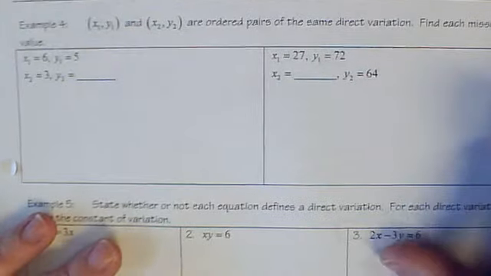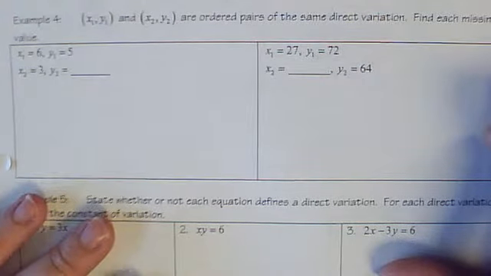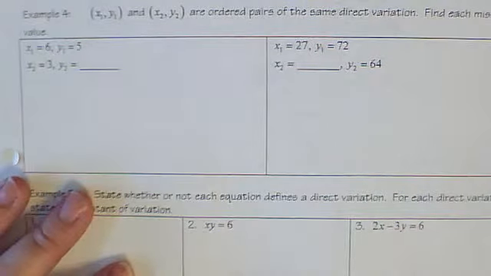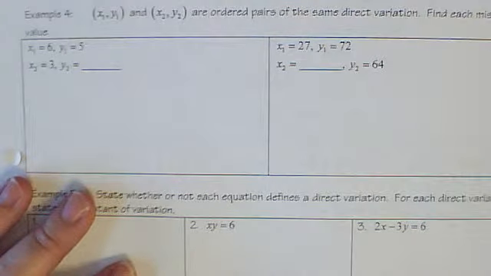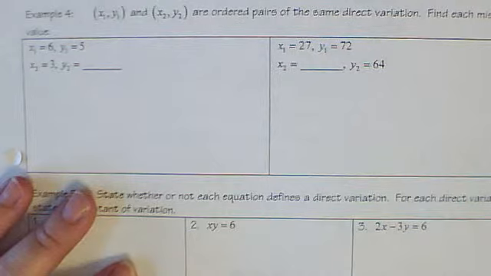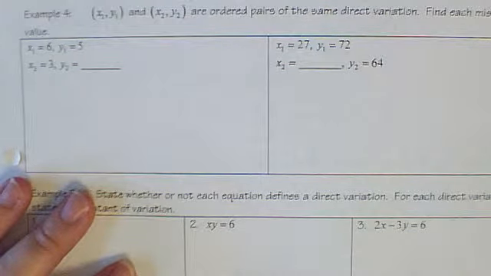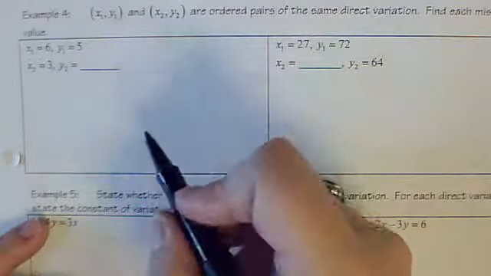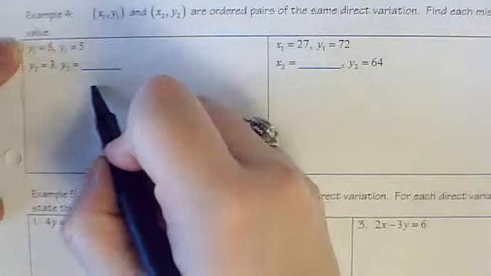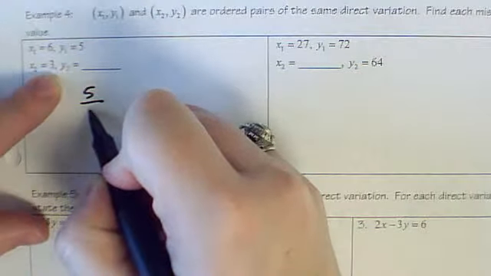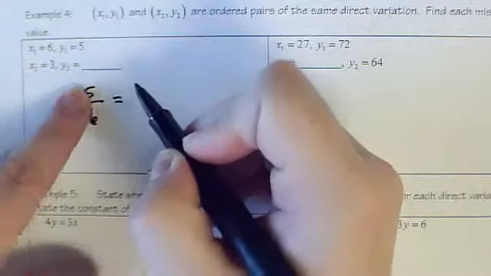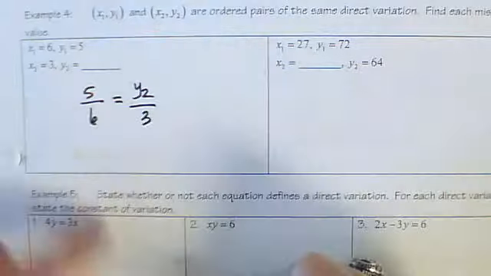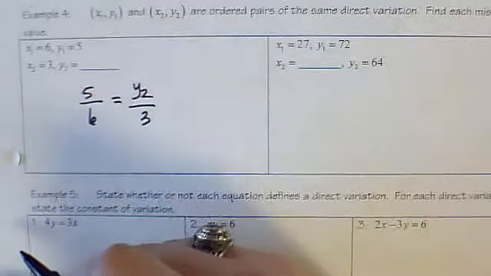If we look at example 4, they give us ordered pairs, and then it wants us to find the missing value. If you remember from the front, it gave us the definition, and it said that you can think of K as being the slope, so the change in y over the change in x. And then it said you can use proportions to help with this. So if I look at the first one, my y divided by my x needs to be equal to the second y, which we don't know, divided by the second x. So those need to equal the same thing.